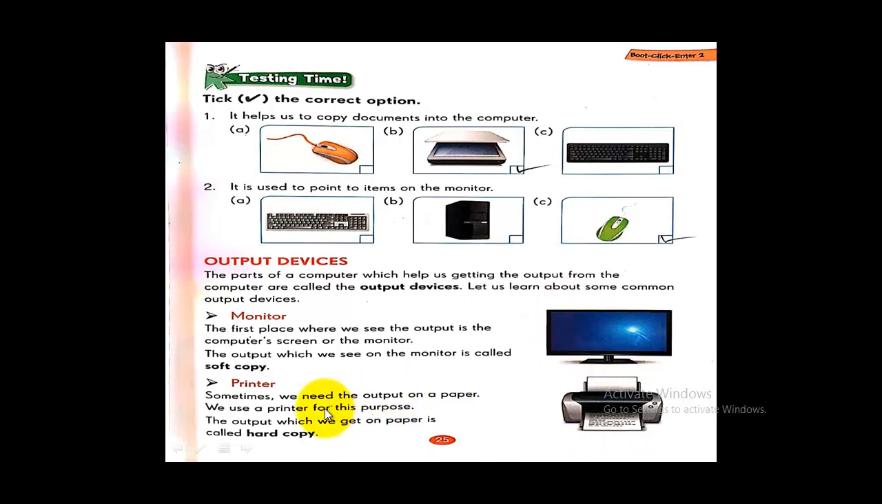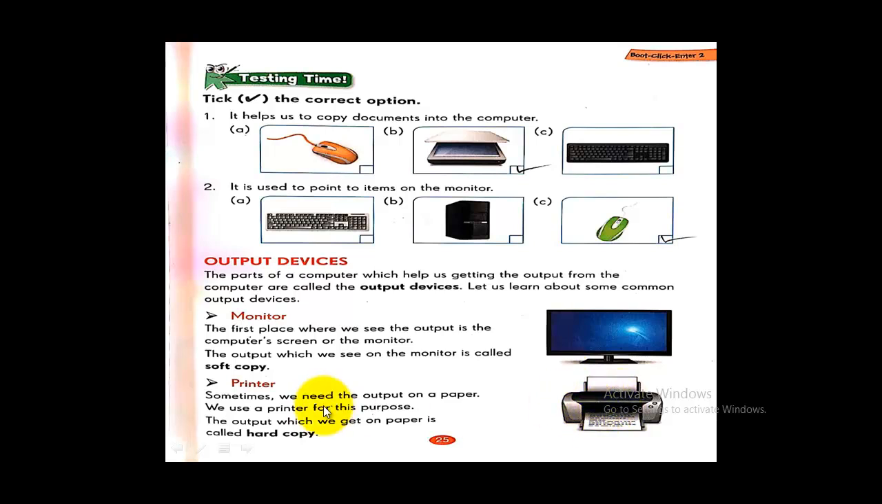Okay. Now printer. Sometimes we need the output on a paper. We use a printer for this purpose. The output which we get on paper is called hard copy. So say that we need the output on a paper.